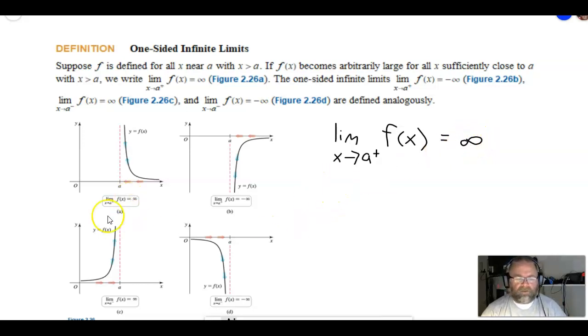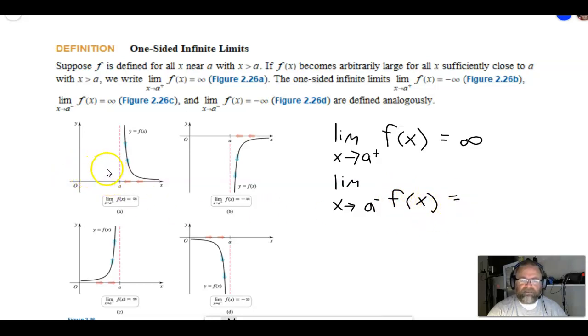Now, if I were to do the same thing using the same graph, but look at the limit as x approaches a from the left, that's a little minus there, so I'm coming from the left-hand side now, of our function f of x, I would say that that does not exist because there's nothing to the left side of a there. So that does not exist, DNE.